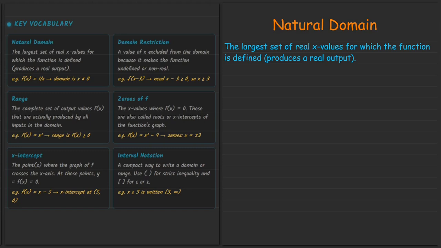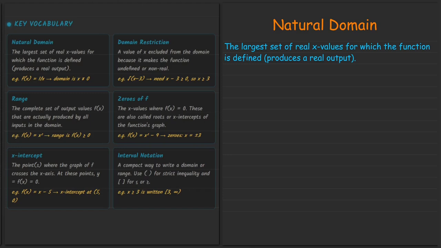So let's start by looking at what the natural domain is. When we talk of the natural domain, it is simply the largest set of all real x values for which the function is defined. The most important thing here is what? Defined. When we say a function is defined by x values, it simply means that if you put the x values in the function, it gives you a result, a proper result.